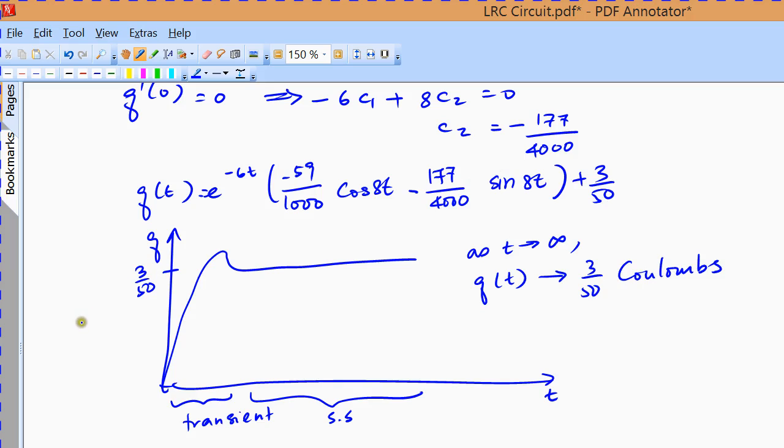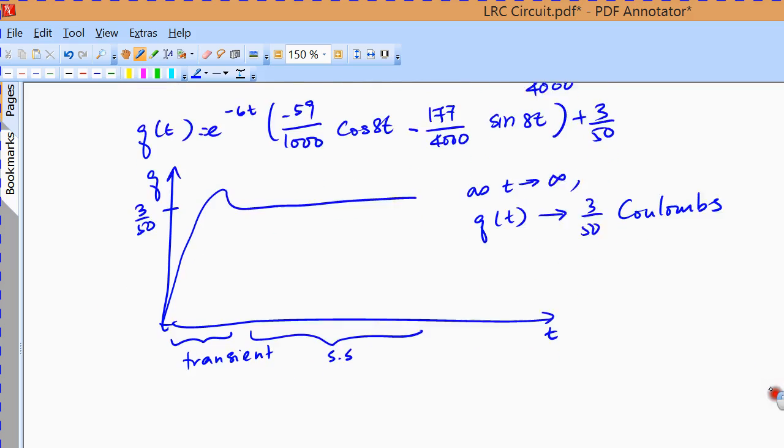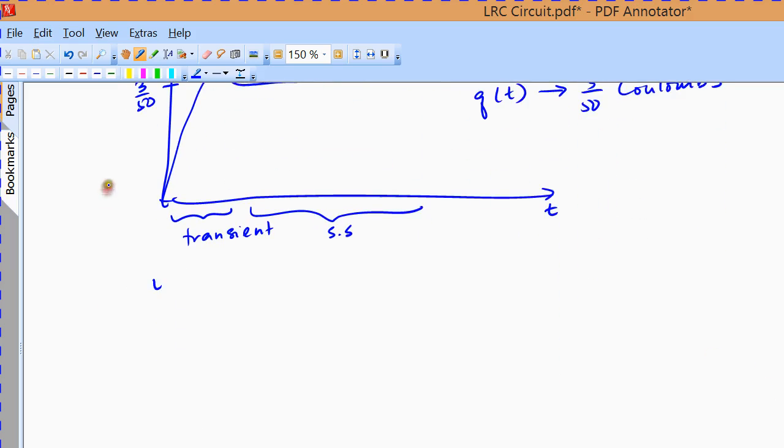Now to find the current, all we have to do is differentiate Q, and you will get this. After some simplification, you will get this. You can try this out for yourself, and this is the equation of the current.